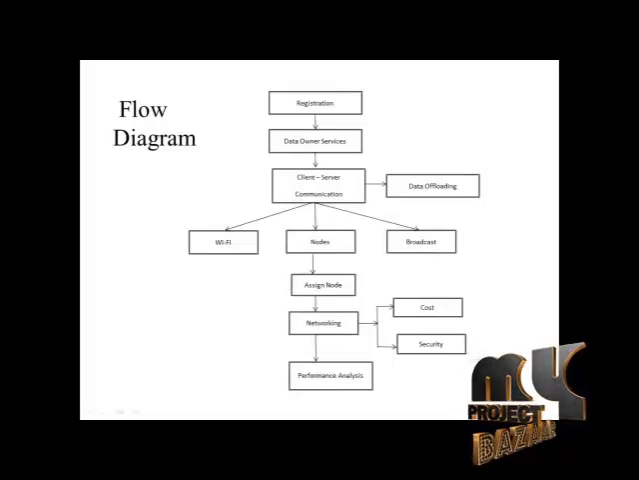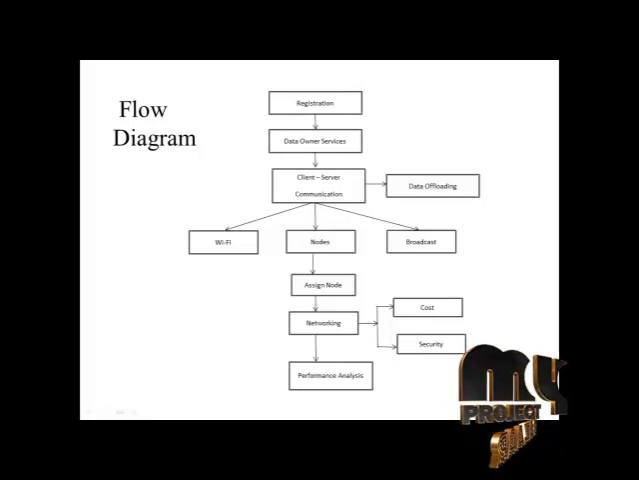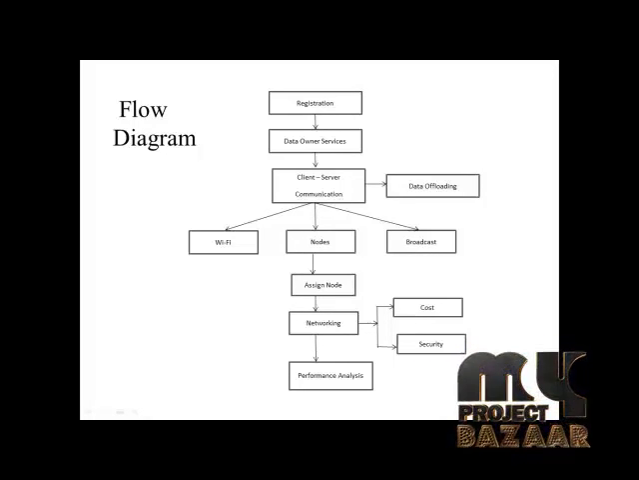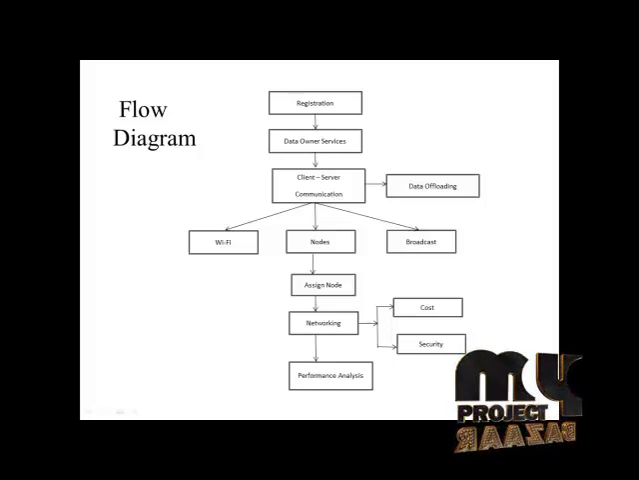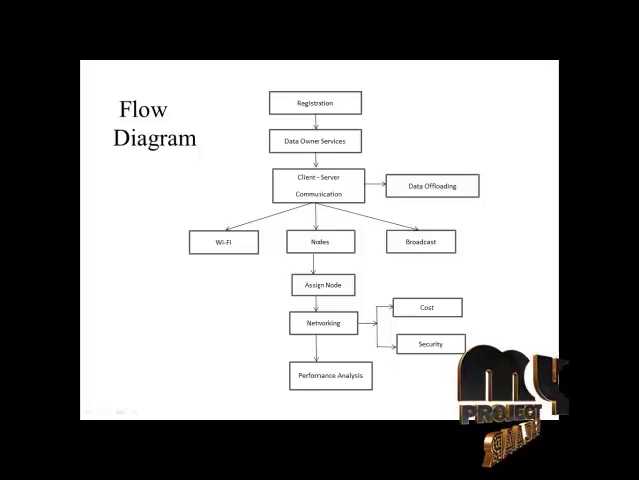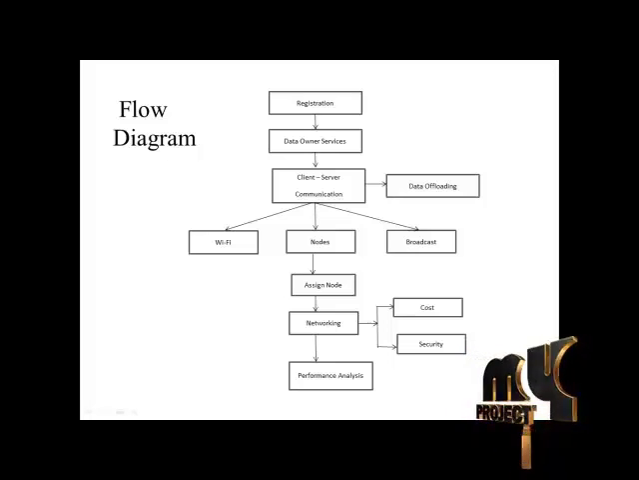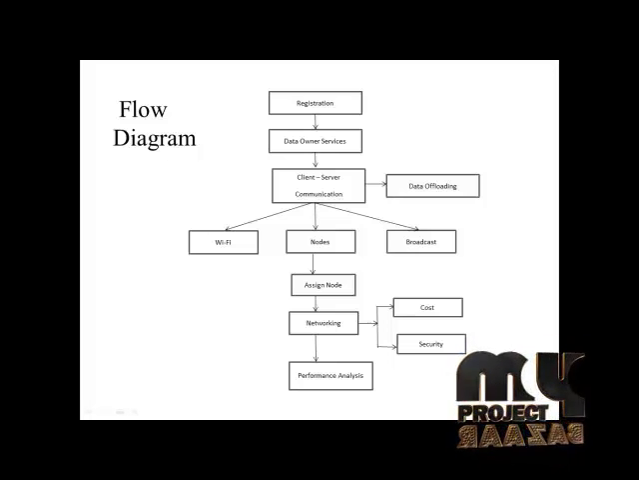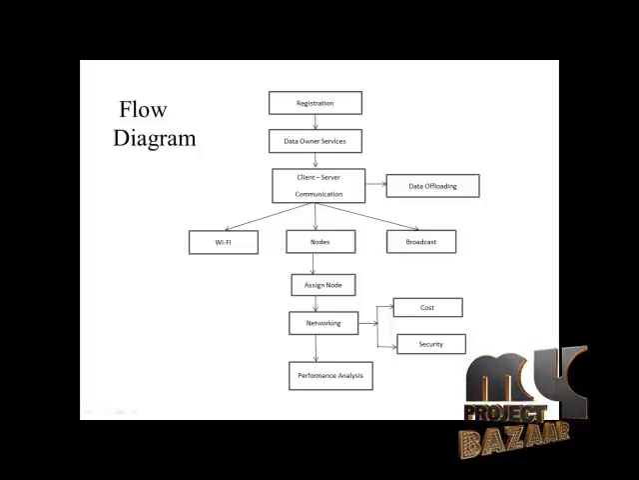Okay, this is the flow diagram. The first step is registration. In user registration, every user has a username and password. If the username and password are both correct, it goes to login. Login is for existing users and registration is for new or upcoming users. The users fill in their personal details in the registration, and the details go to the data owner, where the user details are validated and checked.